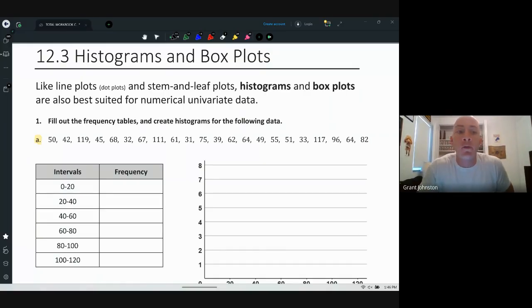Histograms and box plots. So like line plots and stem and leaf plots, histograms and box plots are also best suited for numerical univariate data. So it says fill out the frequency tables and create histograms for the following data.